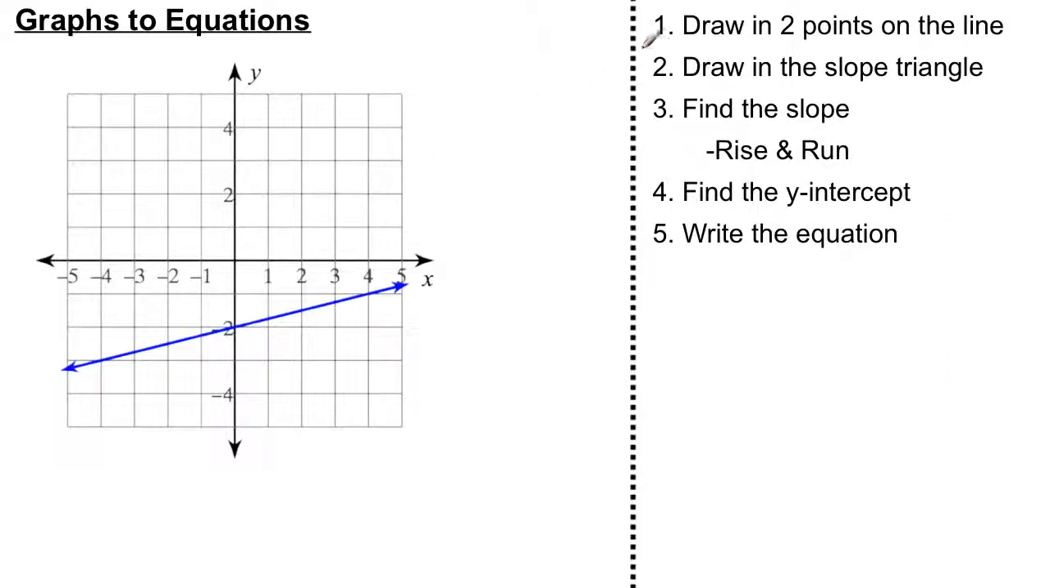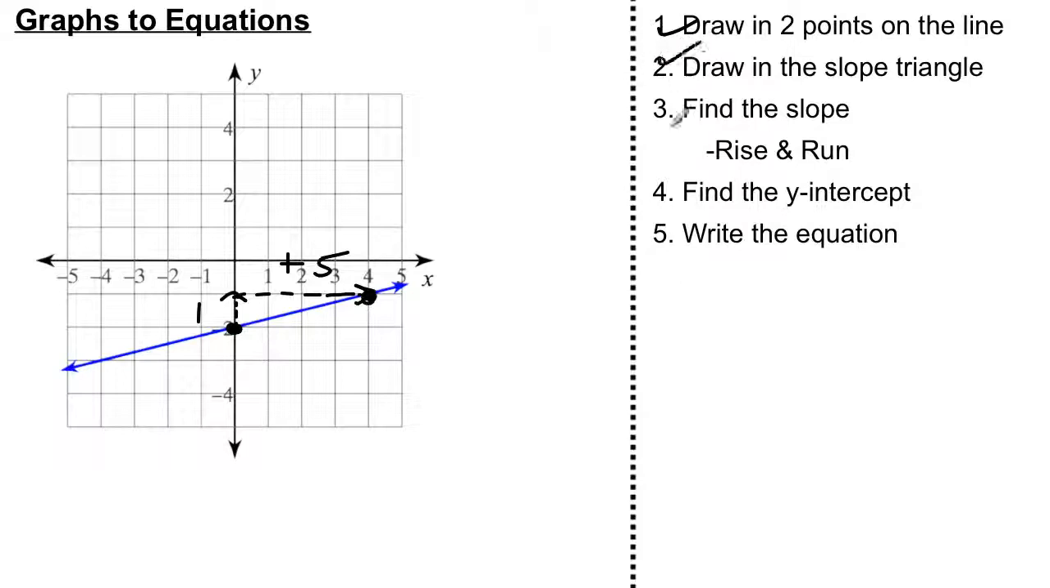Okay, on this one, first draw in 2 points. So we have this point right here, and it looks like this point right here. So we want to draw in that slope triangle. I'm going to draw it in like this. So I'm going to go up 1, and then I'm going to go right 5. So remember, that's plus 5.